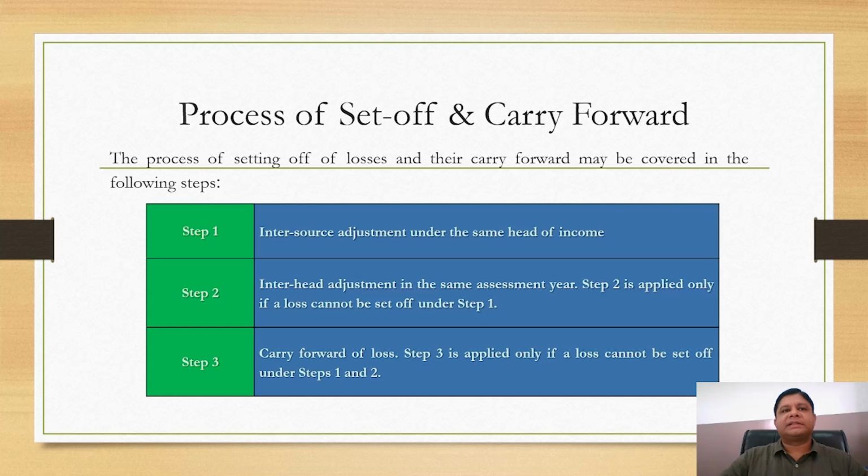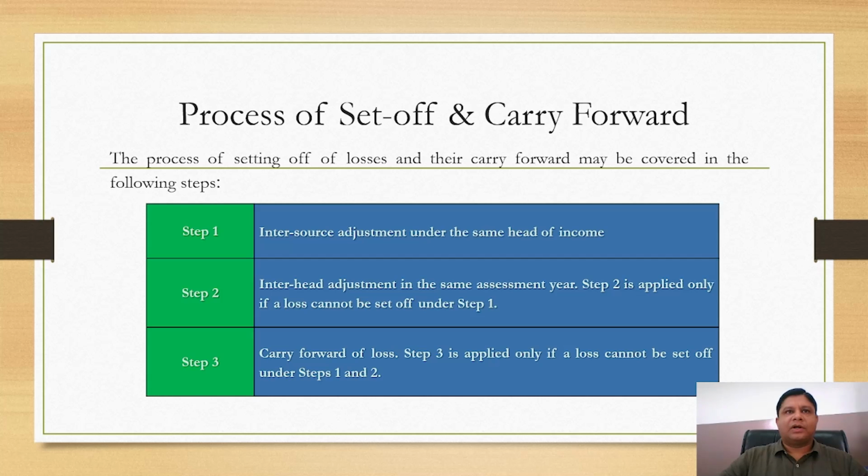Section 70 deals with the set off of loss from one source against income from another source under the same head of income. There are some exceptions to this inter-source adjustment. Long-term capital loss can be set off only against long-term capital gain. However, short-term capital loss can be set off against short-term as well as long-term capital gain.